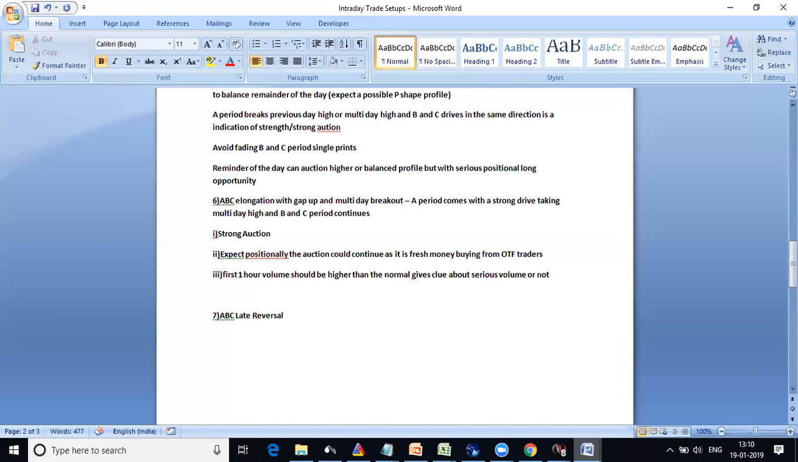But despite that, whether you entered the trade previously or not, late in the day, around 10:45, you are seeing that ABC elongation is happening with a multi-day breakout where A had given a significant contribution in the first 30 minutes. Volume was relatively high, right? So that first 30 minutes is going to give you the clue, and second, B and C are going to follow through. They are a stronger auction. Don't try to fade it. It's going to be a positional trading opportunity.